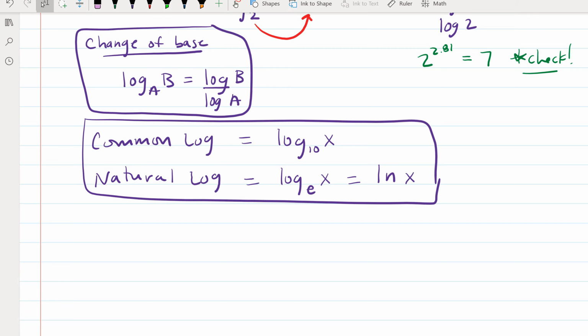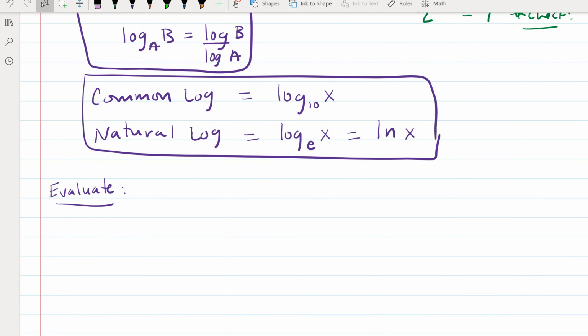Let's evaluate some simple logs. So write these down on your paper. Could we evaluate the following? If I give you log of 100, how is that different from log of 10,000 and from log of 1?